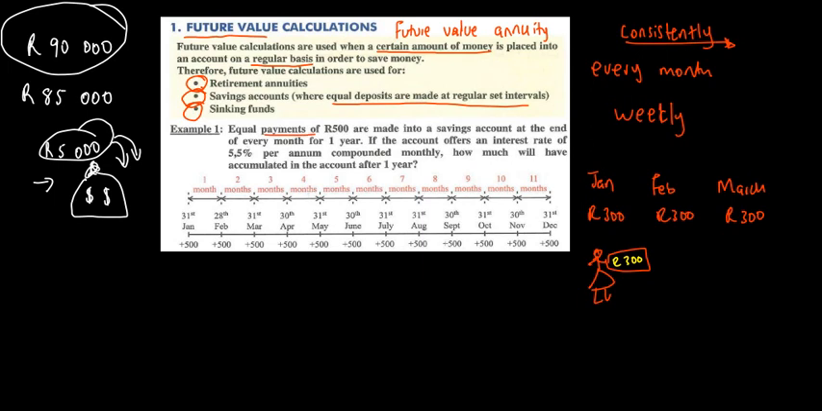Equal payments of 500 are made into a savings account at the end of every month for 1 year. You see now you're being consistent. Every month you are making a deposit of how much? Of 500. So here you are, January, month end, you deposit 500. February, you deposit 500, month end. 31st of March, you deposit 500. You are doing that every month. So that is an annuity.